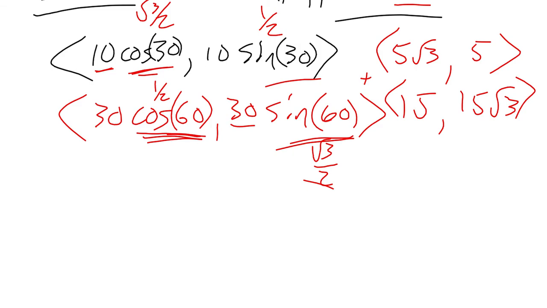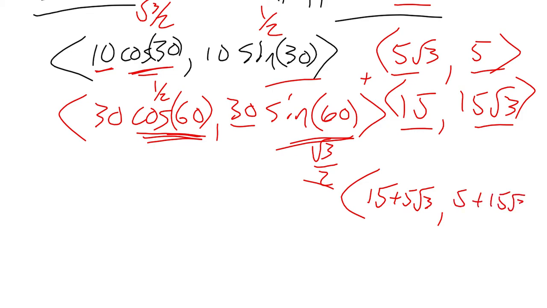you can't add these, they're not like terms, but in your answer you could put 15 plus 5 square roots of 3. Add these two together, they're not like terms again, so it's going to be 5 plus 15 square roots of 3, okay? If the problem just asks for a rounded answer, you can do this all on your calculator. You can put this right into your calculator, add these two up. So it would be 10 cosine of 30, 30 cosine of 60.